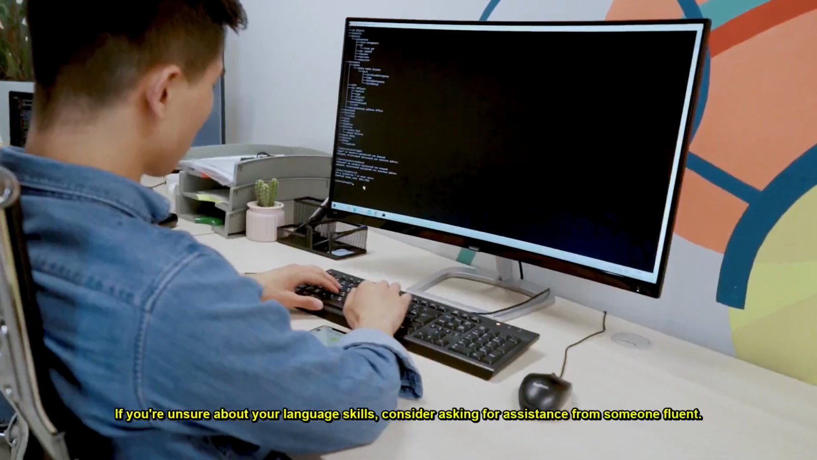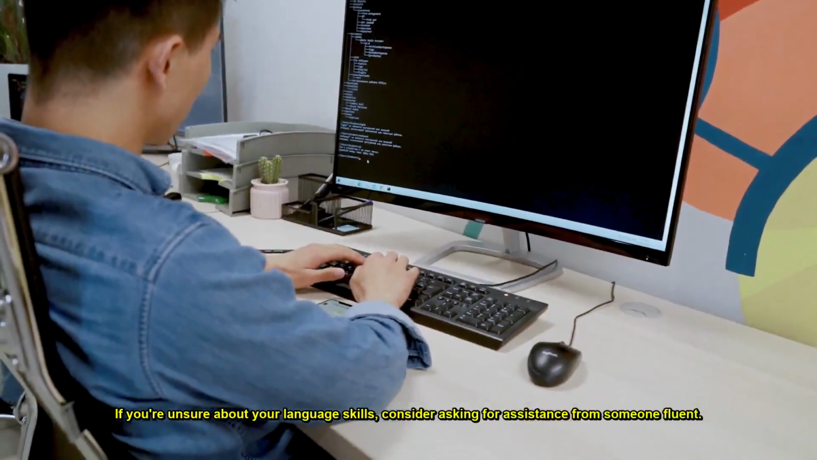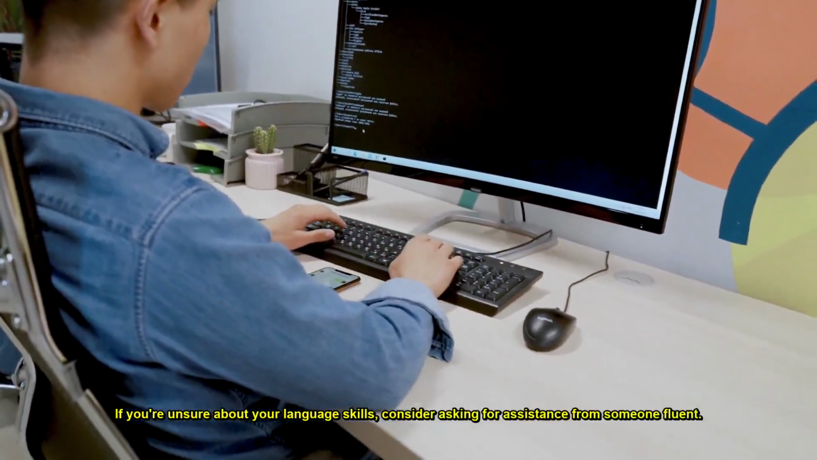After booking, reach out to your host with a friendly message in their language. This shows respect for their culture and can enhance your communication. If you're unsure about your language skills, consider asking for assistance from someone fluent.